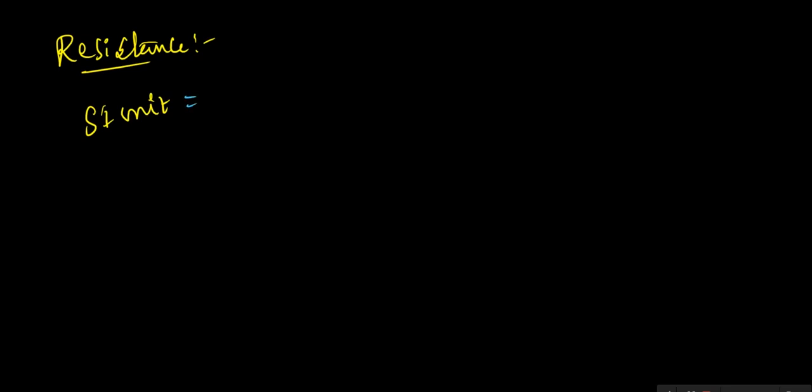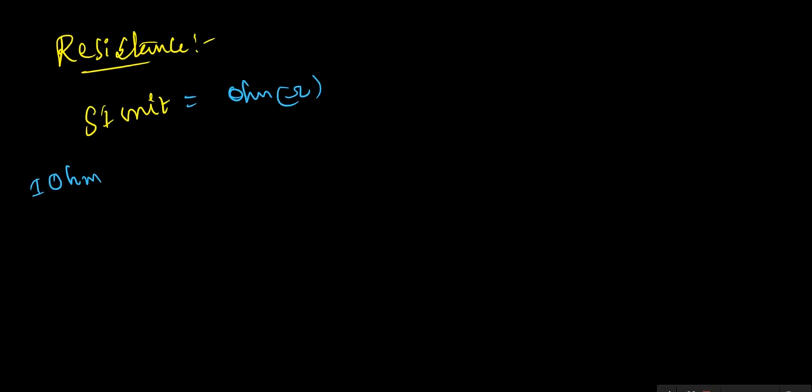The SI unit is ohm, symbol Ω. How can we define 1 ohm? 1 ohm resistance is defined as the potential difference across the two ends of a conductor is 1 volt, and the current through it is 1 ampere. Then we can take it as 1 ohm resistance.